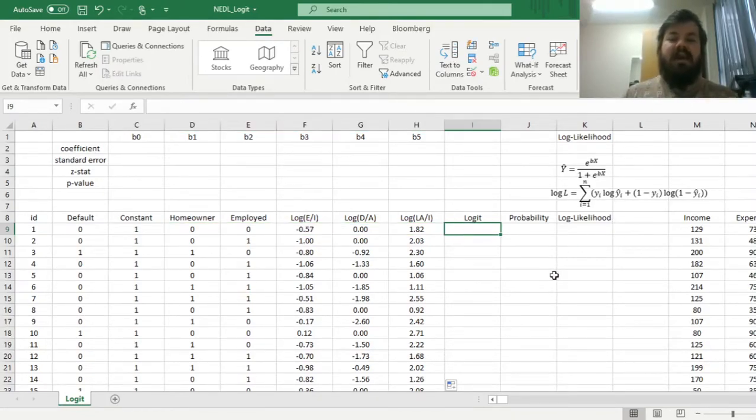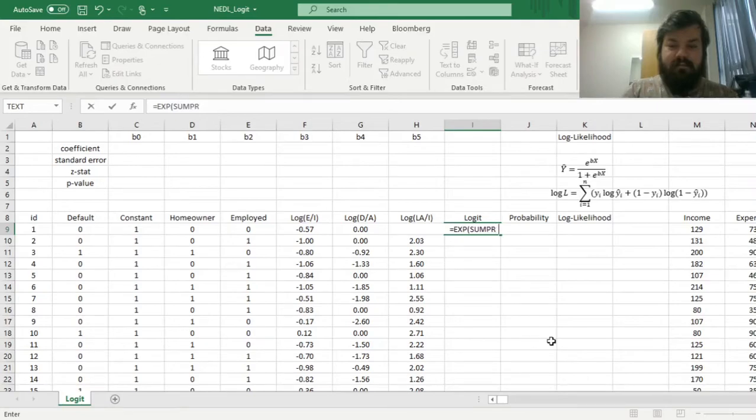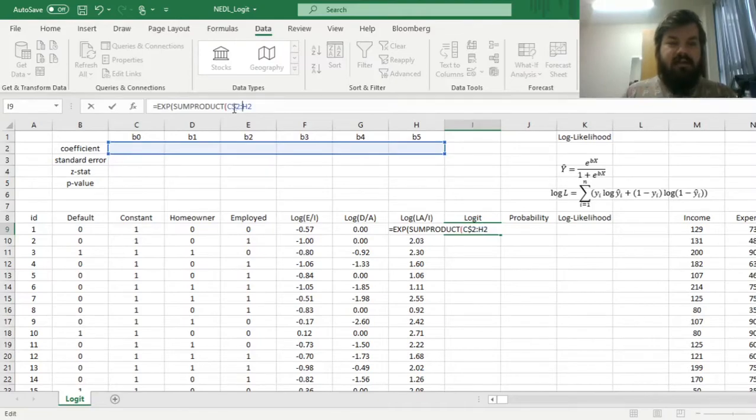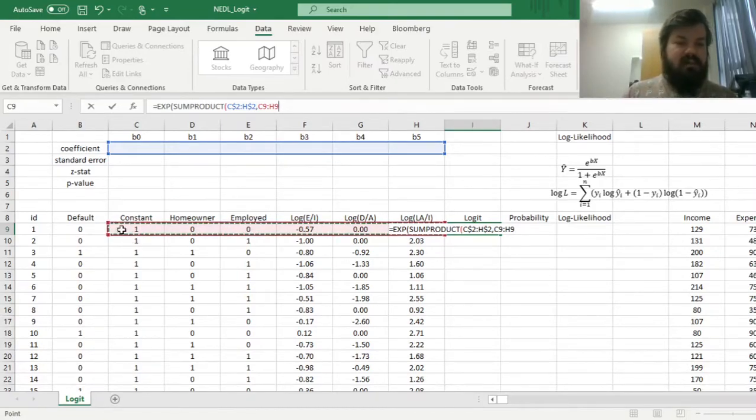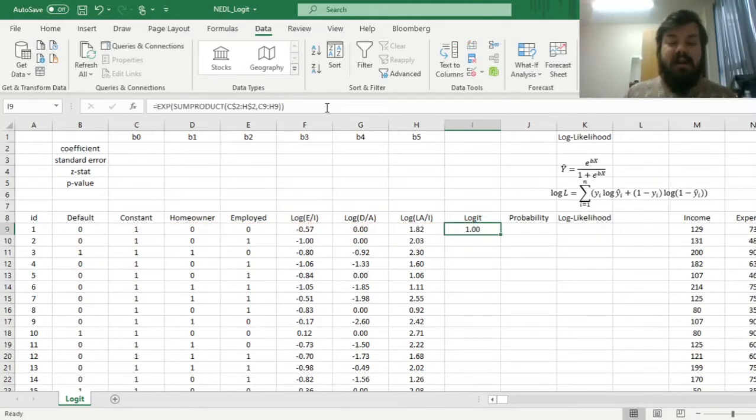So here we can calculate the Logit, which is just the exponent of the weighted sum of our explanatory variables and the coefficients. So we can use sumproduct and refer to our coefficients over here and lock in the row as coefficients stay the same for all observations, and refer to the explanatory variables plus a constant for simplicity over here corresponding to a particular observation. And here we calculate the value of Logit, and unsurprisingly, as all the coefficients are zeros as of now, the value of Logit is 1, as the exponent of 0 is 1.